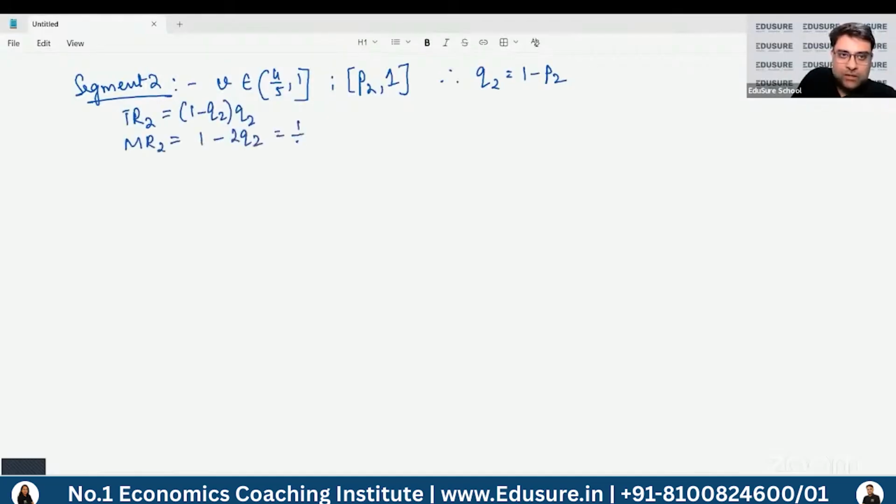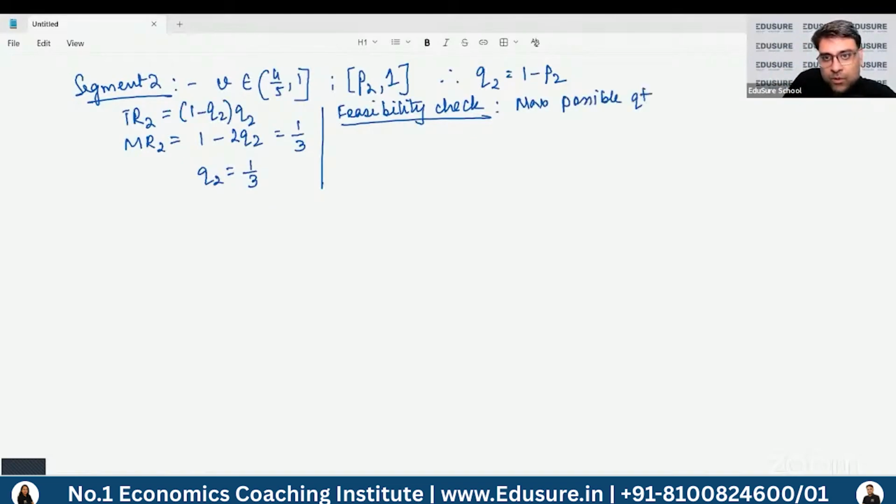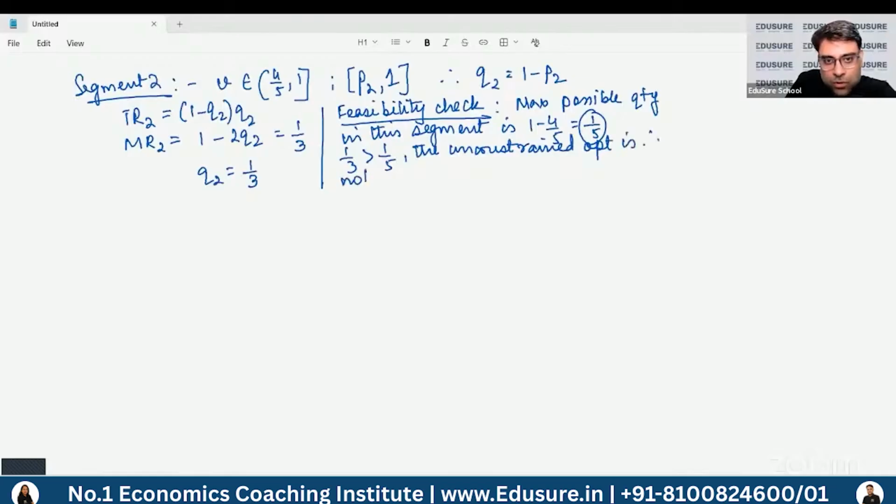Marginal revenue, marginal cost. Okay, this is what we get. Feasibility check. This is what you have to write. This is the same demand function that we had in case A also. But here, is it feasible? Maximum possible quantity in this segment is the mass of the group, which is 1 minus 4/5, which is 1/5. 1/3 quantity is definitely greater than 1/5. The unconstrained optimization is therefore not feasible.